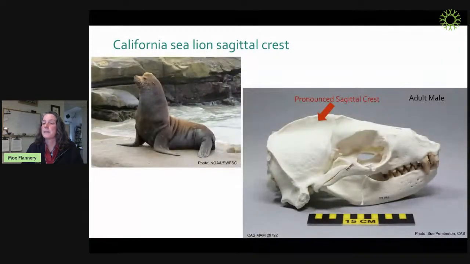And here's just a picture of an adult male California sea lion with his beautiful sagittal crest that's very distinctive of adult males. And this is what makes that bump on the top of their head. In the skull, you can see this nice pronounced sagittal crest. So the young California sea lions do not have the sagittal crest. It might be starting a little bit. So it can be confusing. That's why sometimes they look a lot like the adult female.